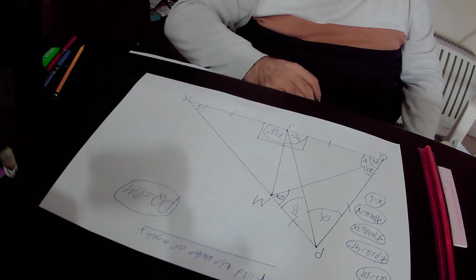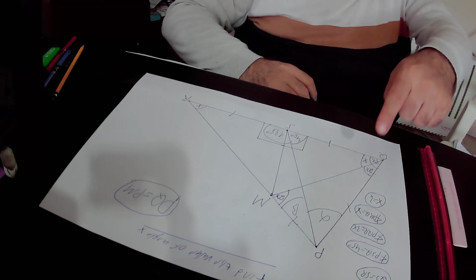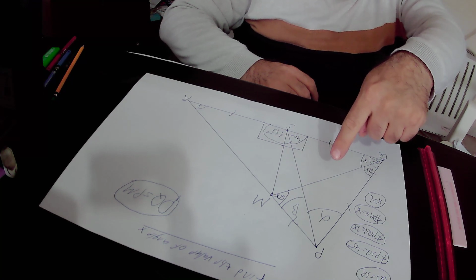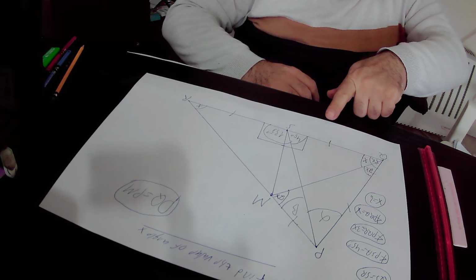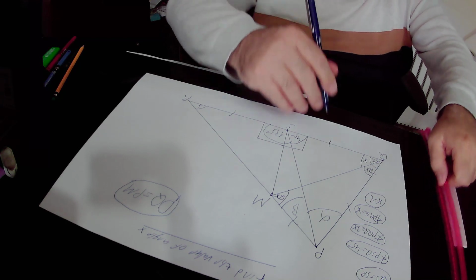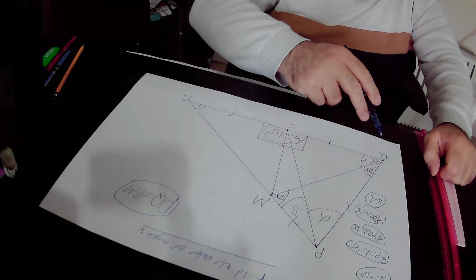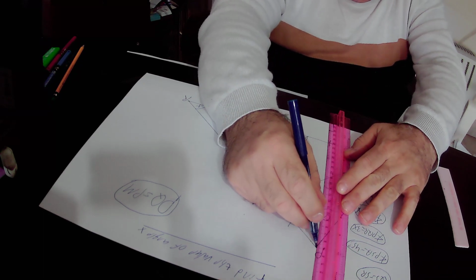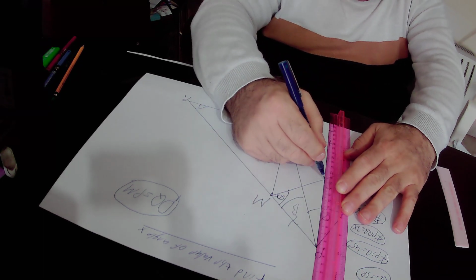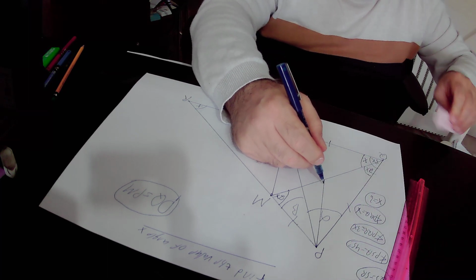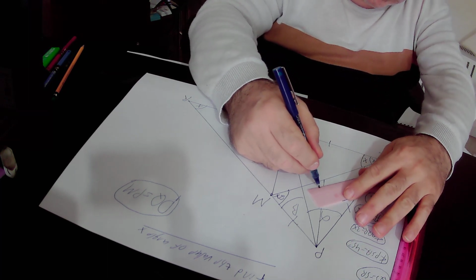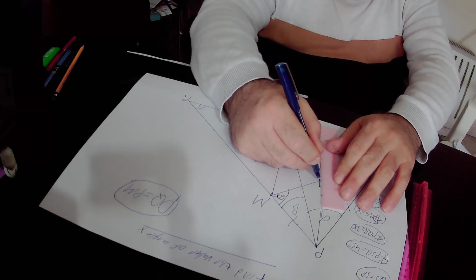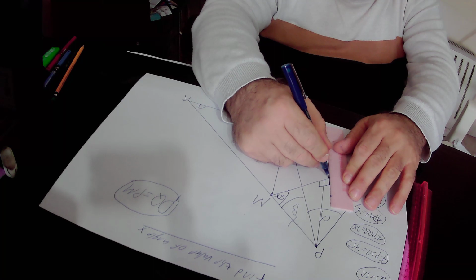In the next step, I will draw a perpendicular from point P to QM, and then I will extend it until it touches QS. So from point P we'll draw a perpendicular to QM. This angle is a right angle, it equals 90 degrees. And this angle is also a right angle, that is to say it equals 90 degrees.